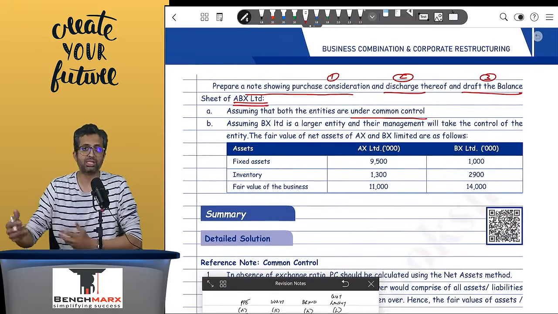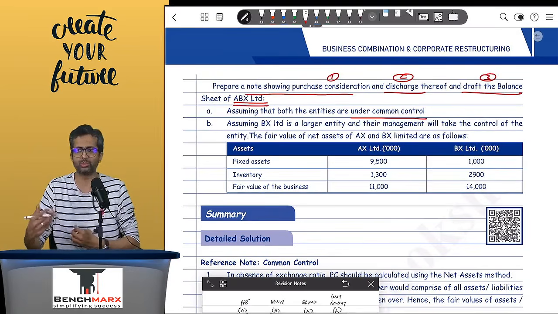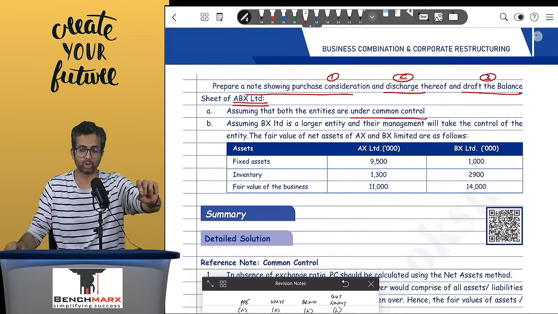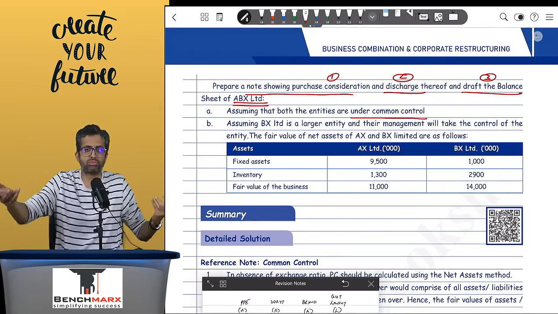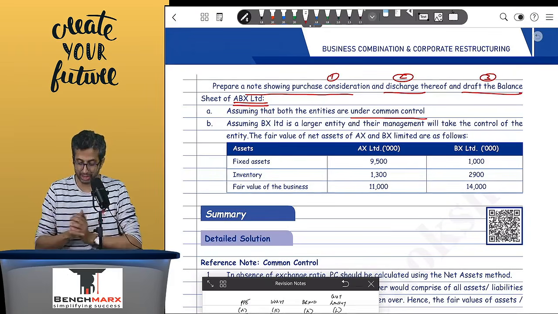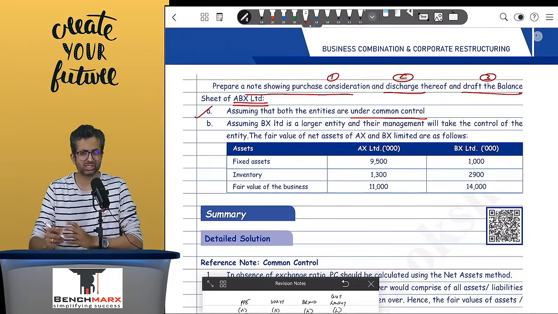However, we don't have the PC. So how will you calculate the PC? Well, we will assume that whatever is taken over, corresponding to that, we will issue the requisite number of shares. So that will be PC. So this is the first part. I would say this is a slightly more manageable part.